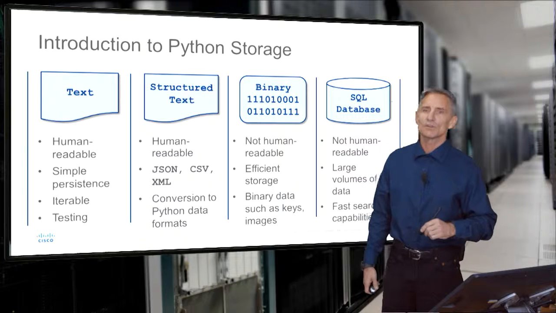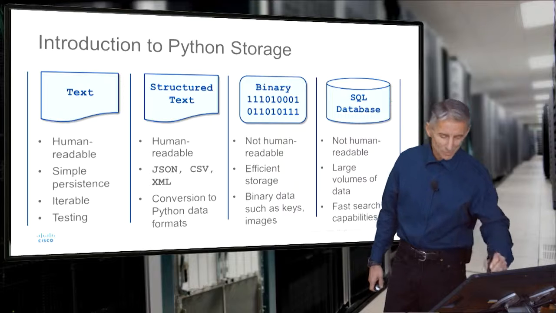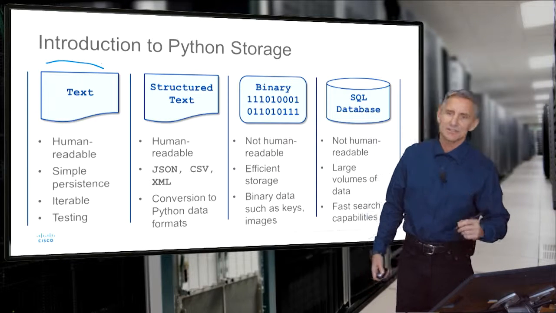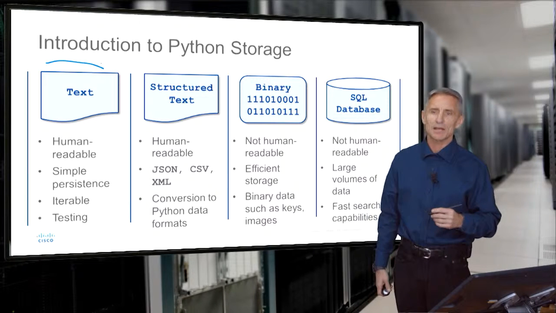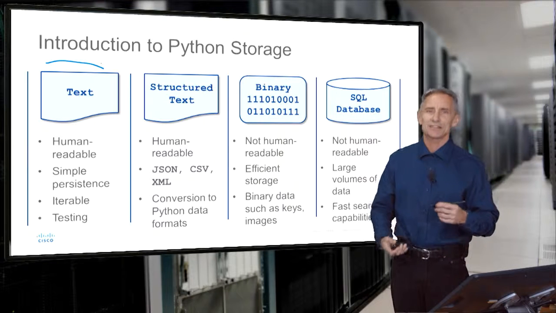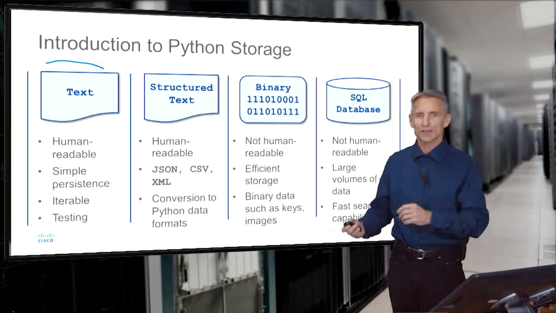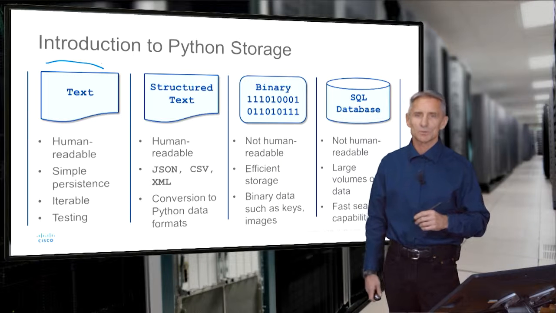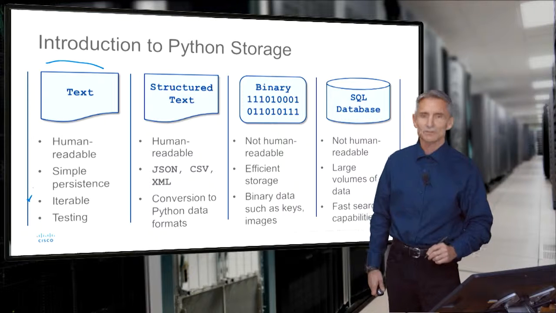So here's an overview of different types of storage that are available to you in Python. There, of course, is the general text file, which is very easy to use. It's human readable. You're persisting something in a simple manner, but typically it's used for testing, and it's just a temporary solution. Maybe you're using a file that somebody else created, or maybe you're just creating something for testing purposes.